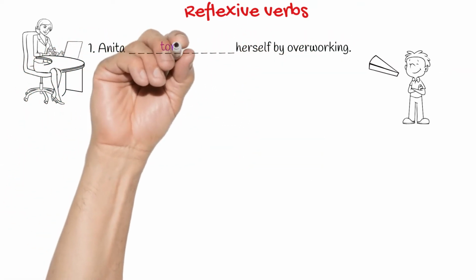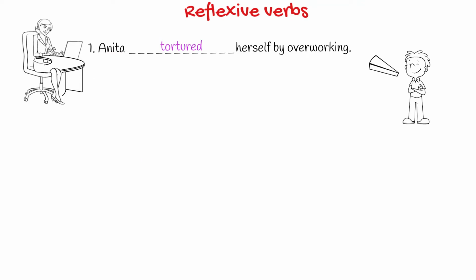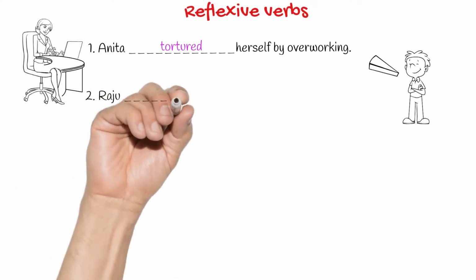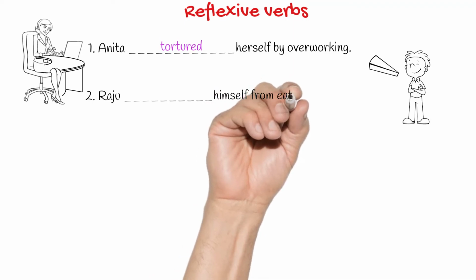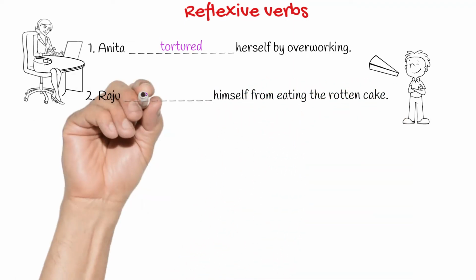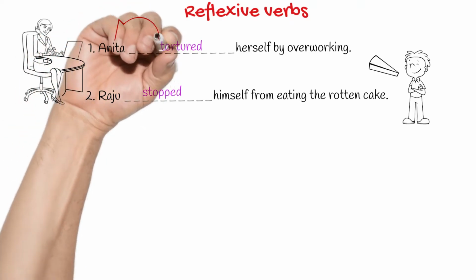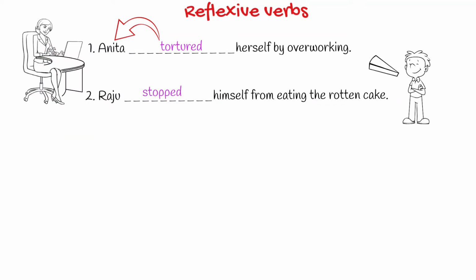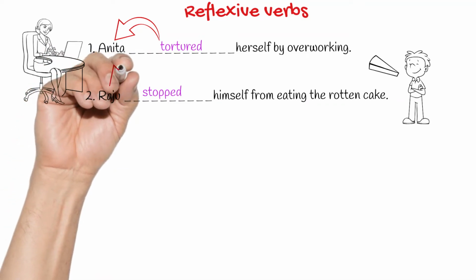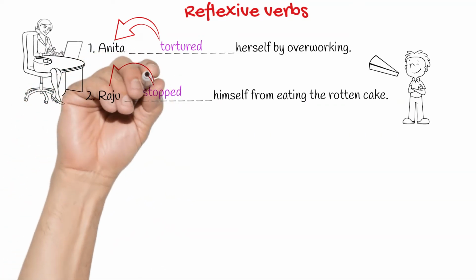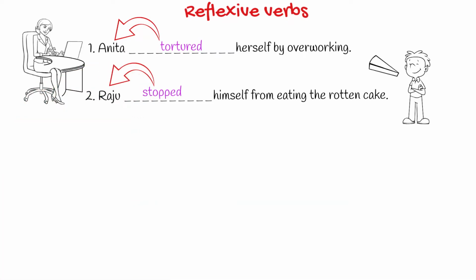Anita tortured herself by overworking. Raju stopped himself from eating the rotten cake. In sentence 1, you can see the action reflecting upon Anita. Similarly, in sentence 2, who did Raju stop is also very clear. Here too, the action reflects upon the subject itself.